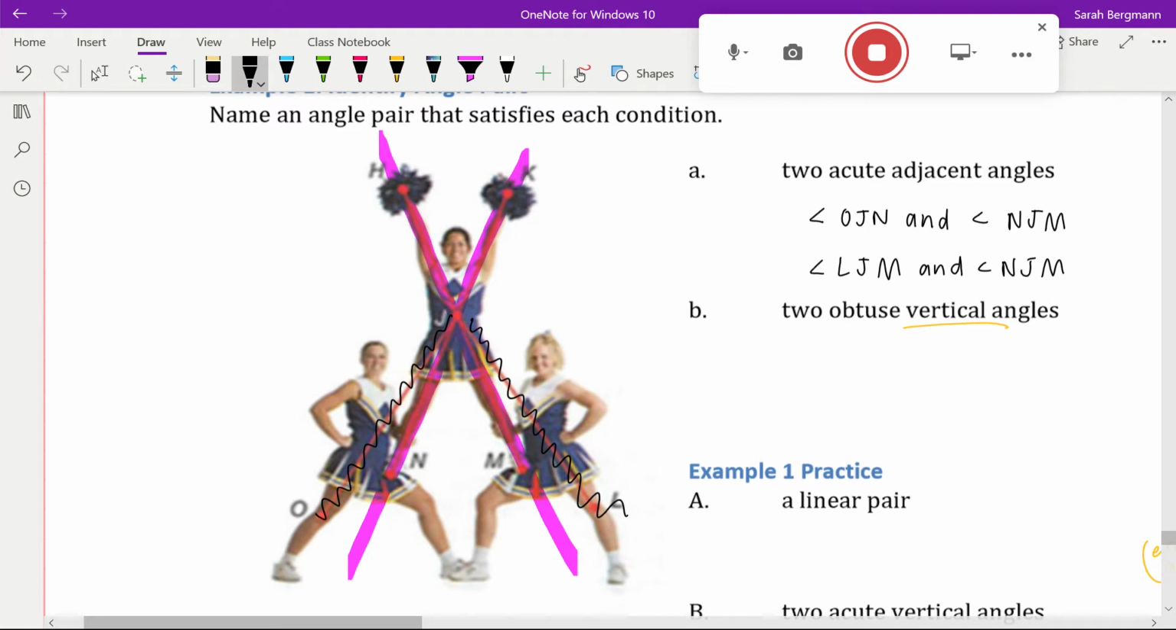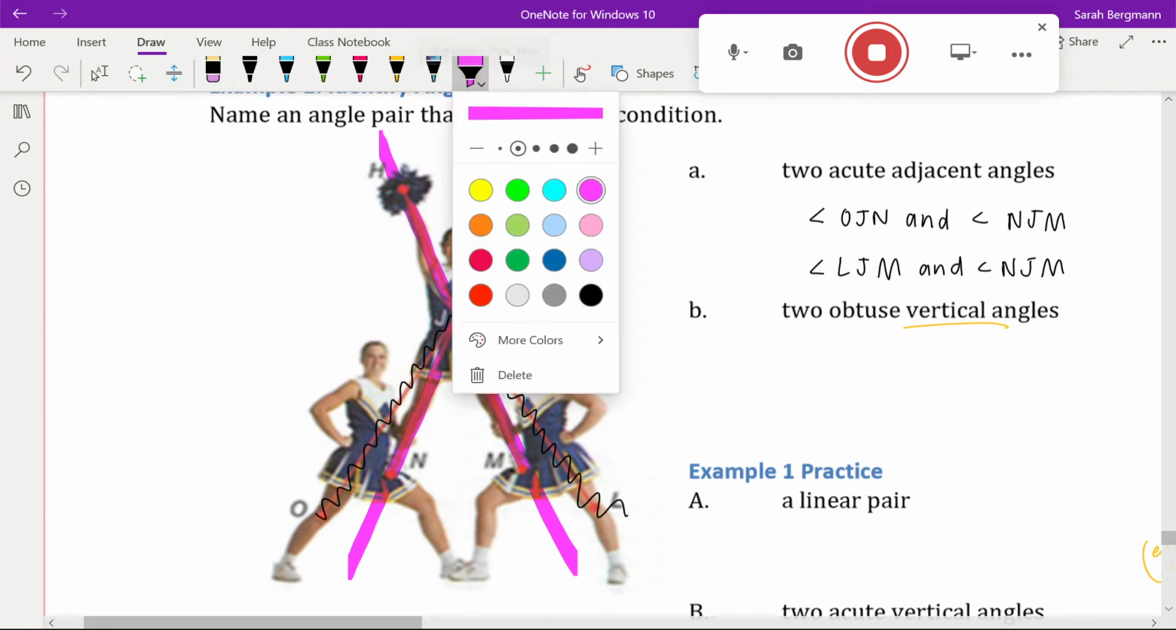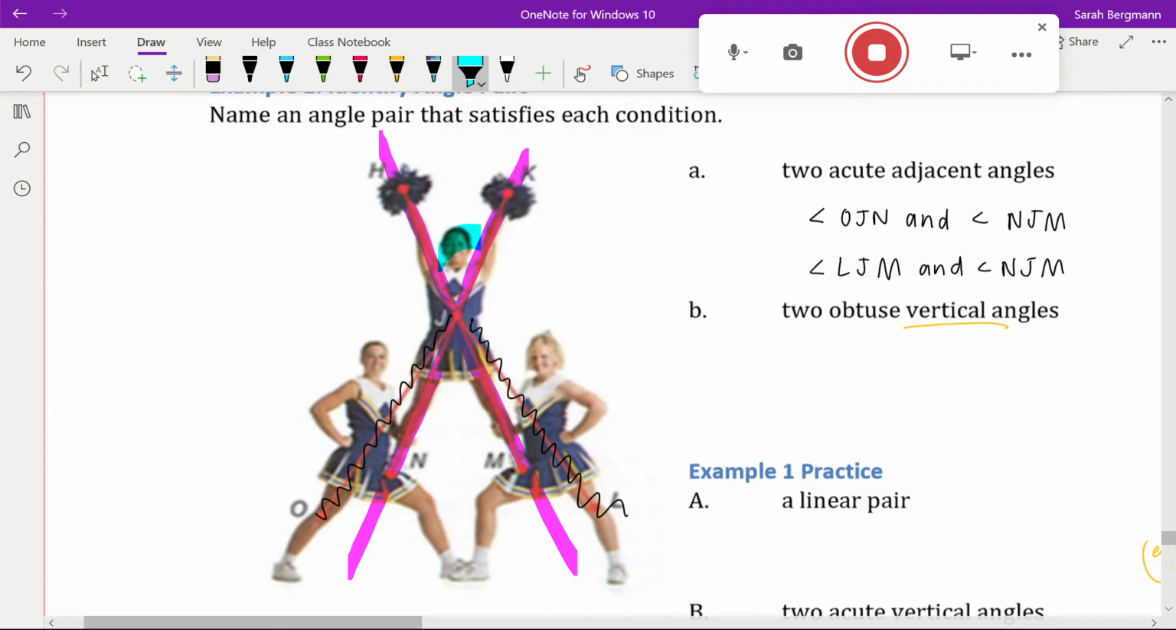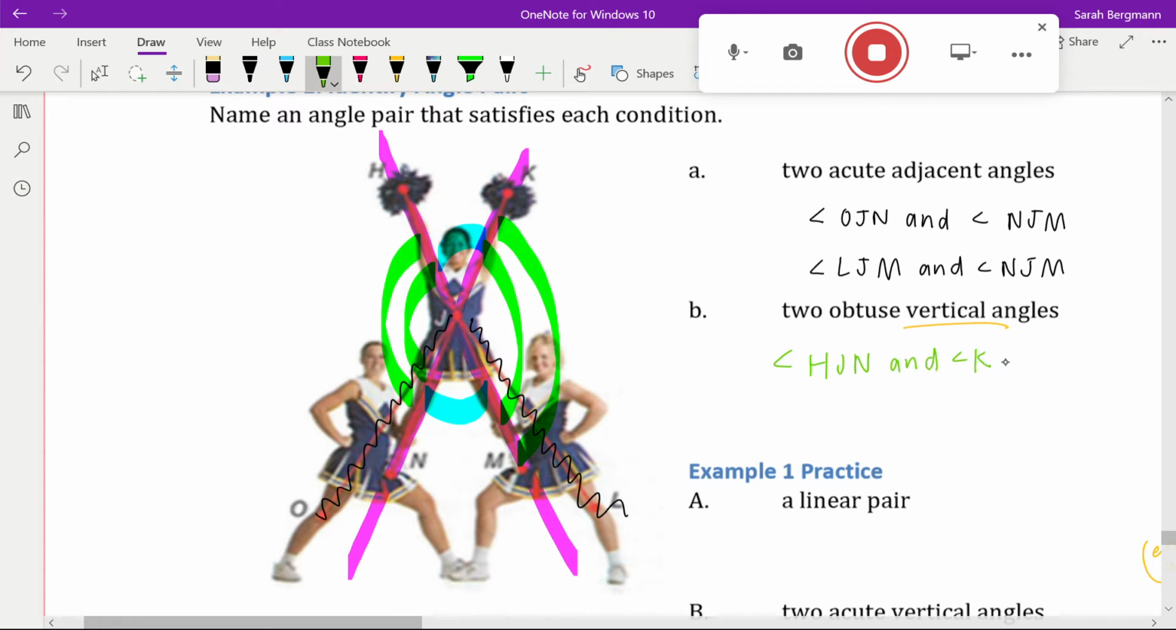So we want the obtuse vertical angles. So do you think we should choose angle HJK and angle NJM? Or should we choose angle HJN and angle KJM? If you said angle HJN and angle KJM, you are correct. Those two are the pair that are very clearly obtuse, which remember means greater than 90 degrees in measure.